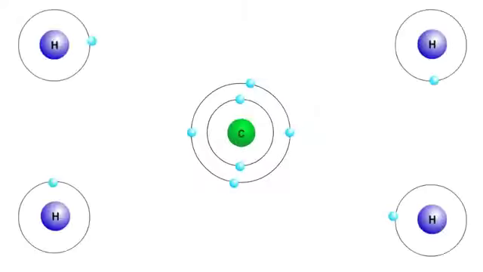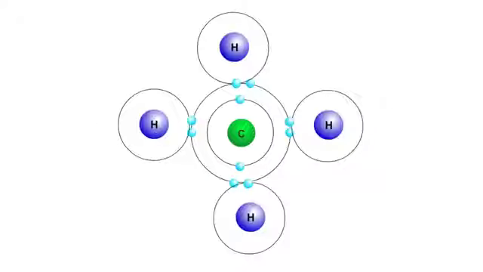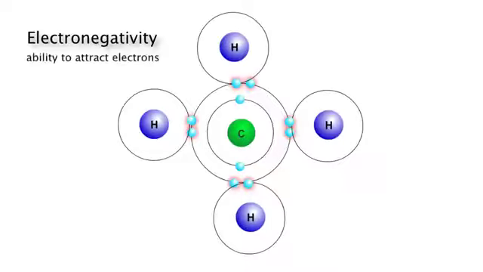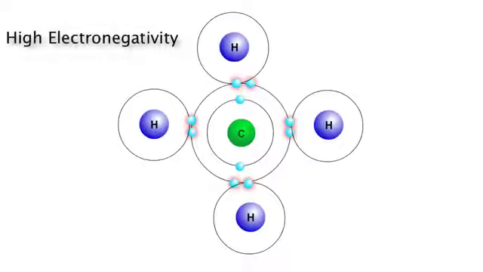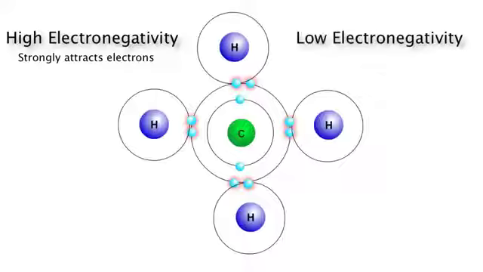Recall that when atoms form covalent bonds, they do not always share their electrons equally. This is because the atoms differ in their electronegativity, or their ability to attract electrons. If the electronegativity for an atom is high, then it strongly attracts electrons. If the electronegativity for an atom is low, it does not pull at the electrons as much.